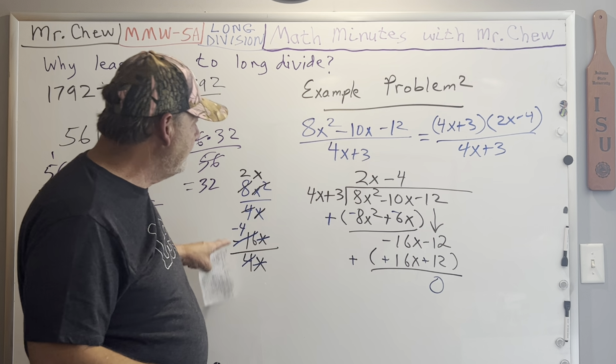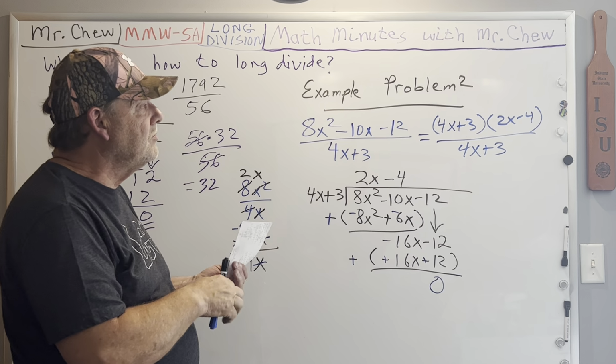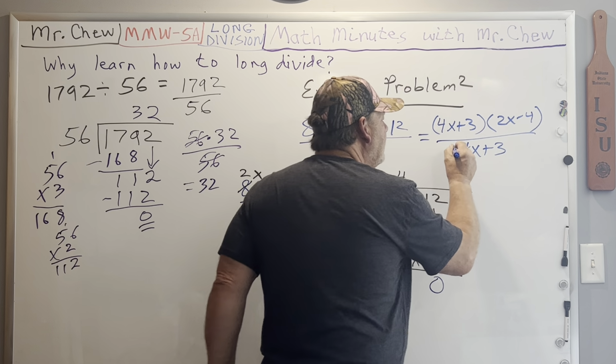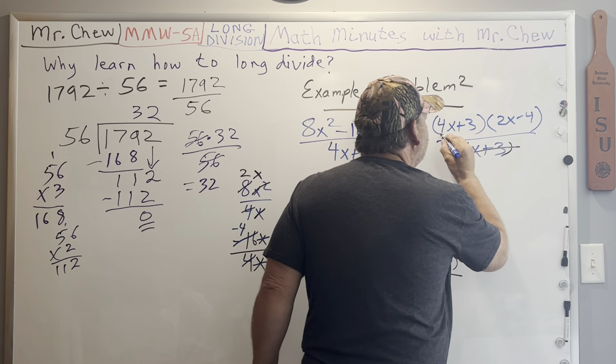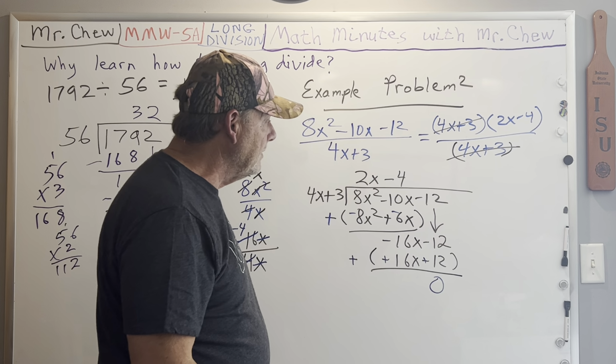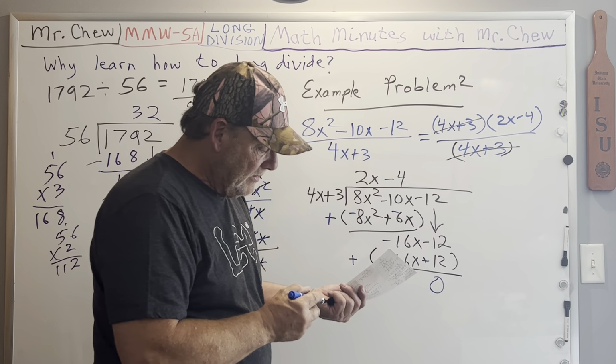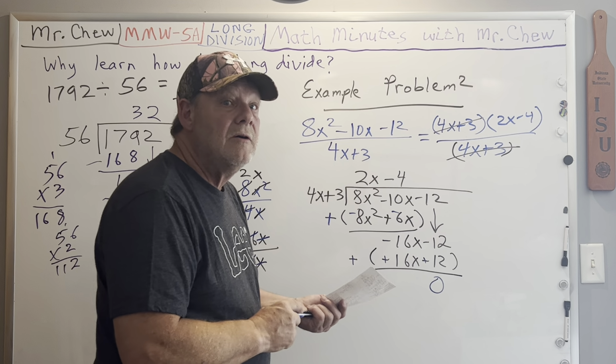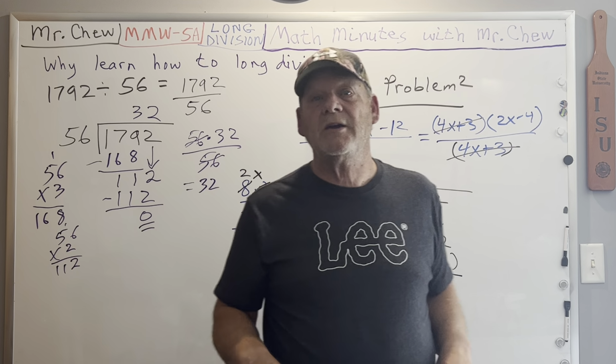Well, you know how I canceled here? We can cancel to make sure we did this right. This is a quantity in the denominator, and these two cancel, and I get 2x minus 4. That's what I said the answer was. So this is how you long divide polynomials, which are algebraic expressions.